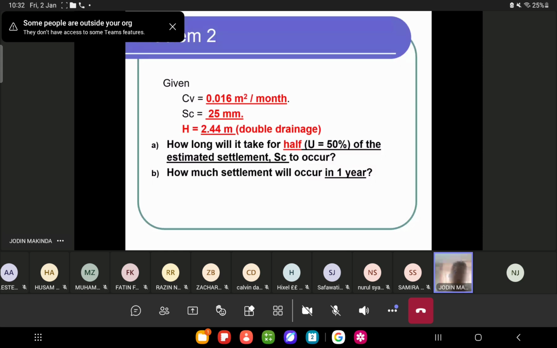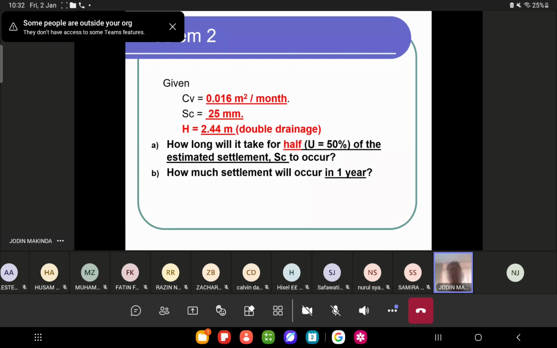How long will it take for half of the settlement? Settlement is 25, so half of 25. How long will it take for half of the 25 millimeter to occur? This is regarding time. You need to calculate time if you are given the consolidation settlement. Number A. B, how much settlement in 1 year? So you are given time, you have to find the settlement. Reverse A and B. So this is some of the problem related to settlement.